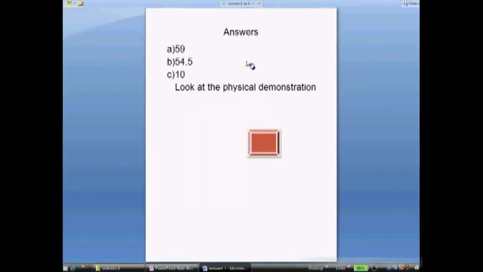Here are our answers. For Part A, 59, for Part B, 54.5, and for Part C, 10. Look at the physical demonstration for the answer for Part D.